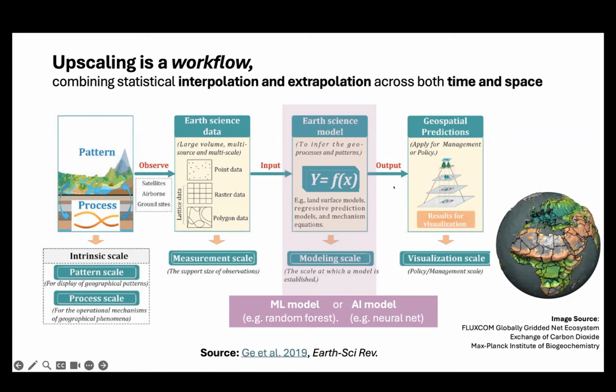So once we have our model, we then need globally gridded maps of those predictor variables, and we can generate globally upscaled estimates of fluxes. And I really like this dynamic 3D map that FluxCom put together for net ecosystem exchange of CO2. And I think it's something that we could aim for with our upscaling of methane, these kind of effective communication and visualization projects.